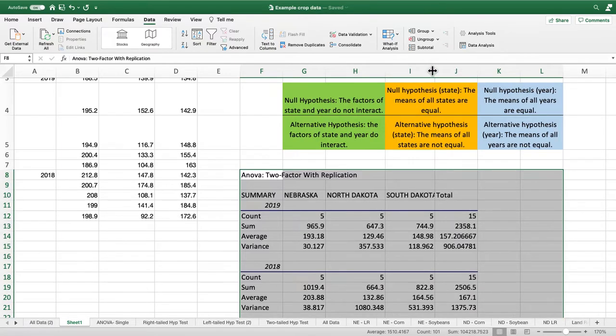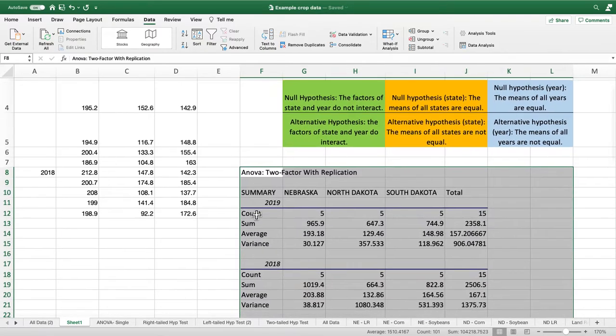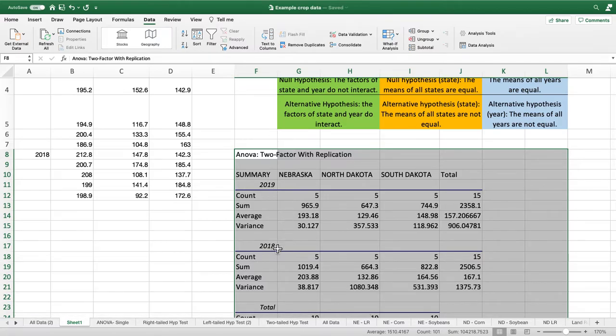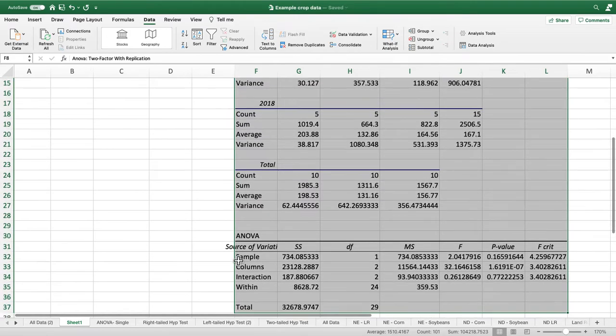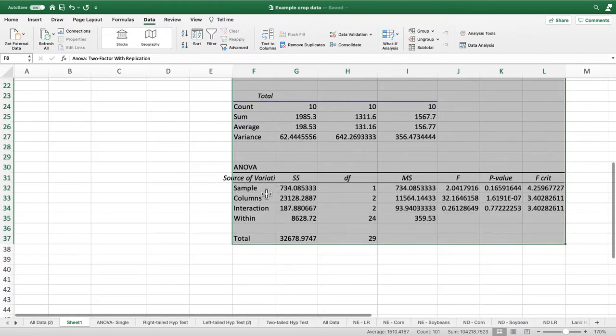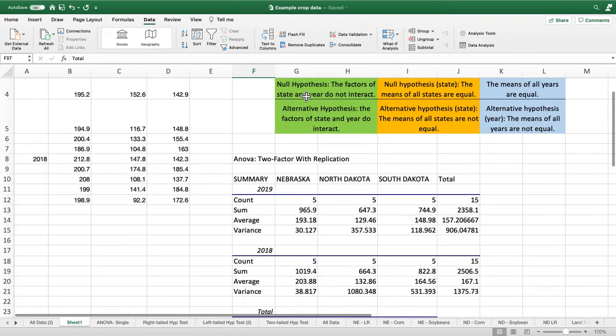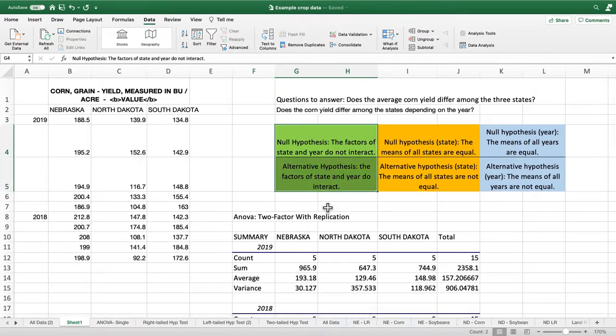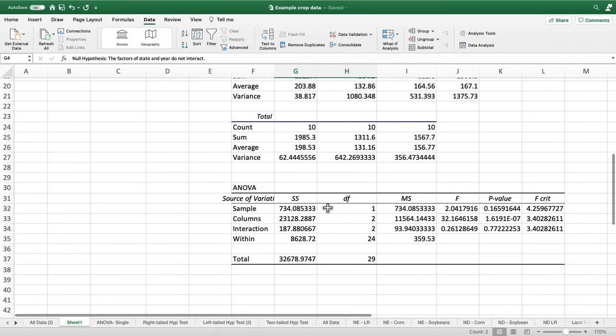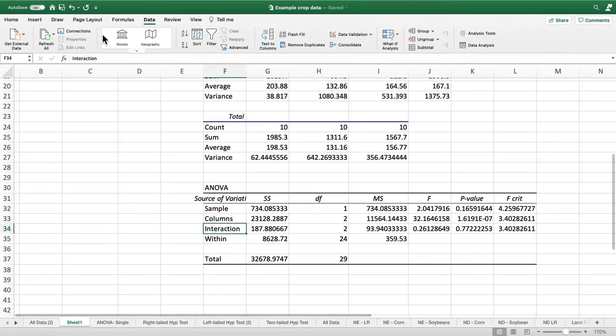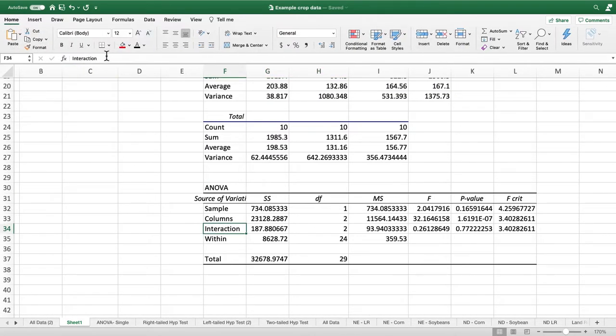Okay, so what you're going to see at the top is we've got our averages and our counts based off of year, split up, and then we have a total. Then down here at the bottom, you're going to see that ANOVA, just like we did with the one-way ANOVA. The first thing we want to look at is that null hypothesis of the factors interacting. So we come down to this interaction right there. I'll highlight that.